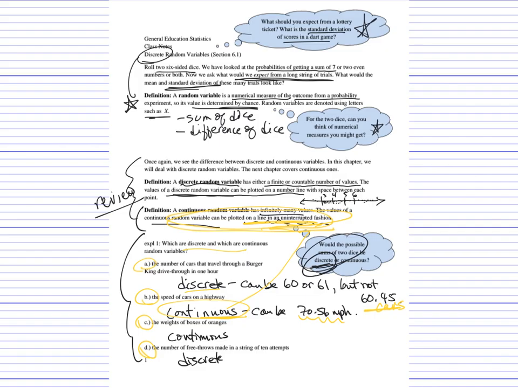Again, think about out of 10 attempts, what are the possibilities, right? How many could I make? Well, I could make 0, I could make 1, I could make 2, I could make all the way up to 10. But there's no way I could make 6.5, right? Because of the context of the situation. Therefore, we're talking about a discrete variable.